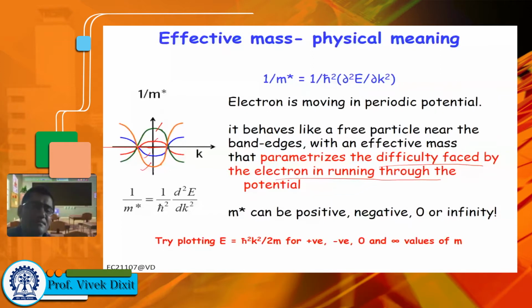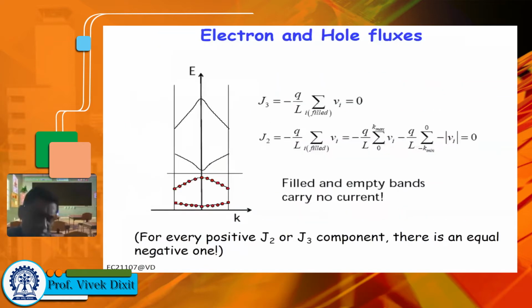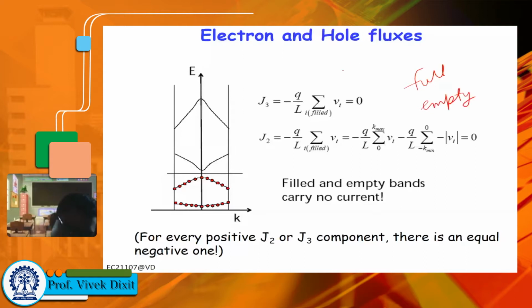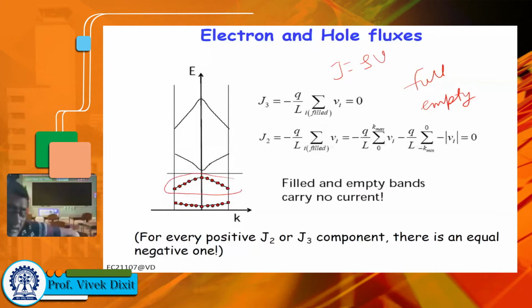Now, how do these carriers move? We can consider two types of situation. Let's say the band is full, or let's say the band is empty. Now, what is J? J is equal to rho times V, charge density times velocity. If the band is full, what will happen?